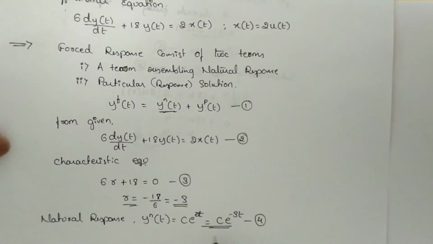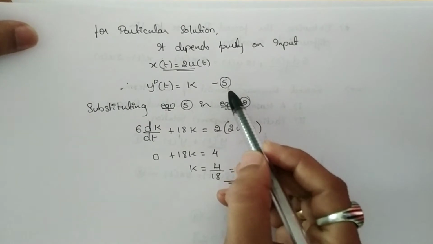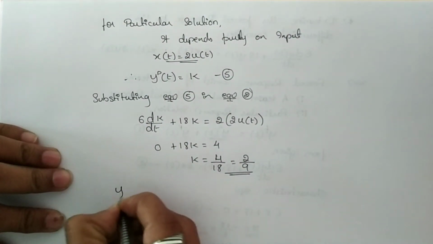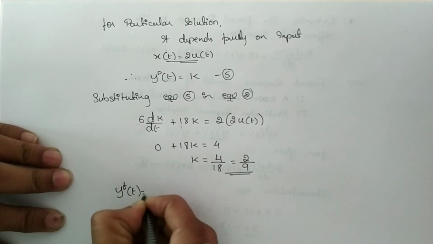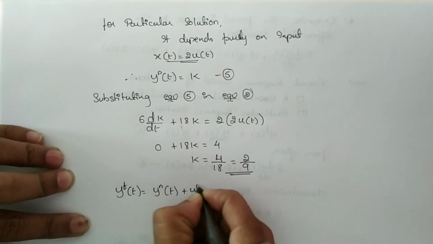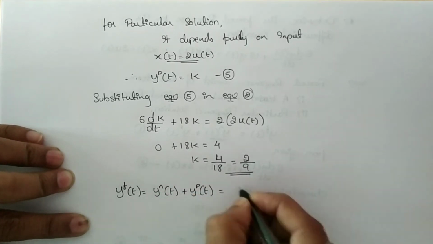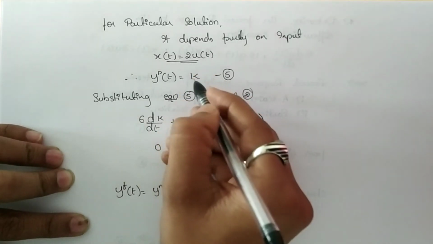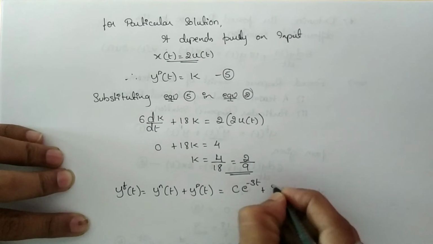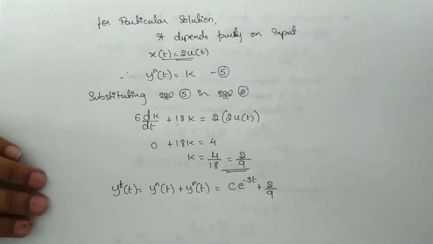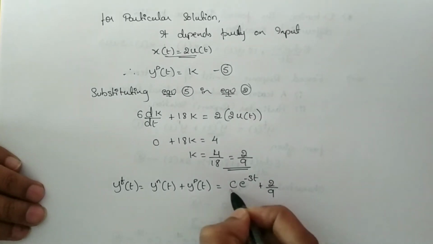Equation 4 represents a natural response and equation 5 represents a particular response. If we add these two, we will get the forced response: yf of t is equal to, from equation 1, yn of t plus yp of t, and yn of t is c times e power minus 3t, plus yp of t is k. The value of k is 2 by 9. Remember, we still need to find the value of c.